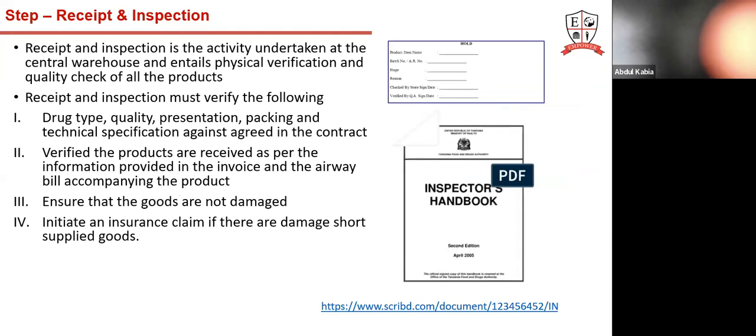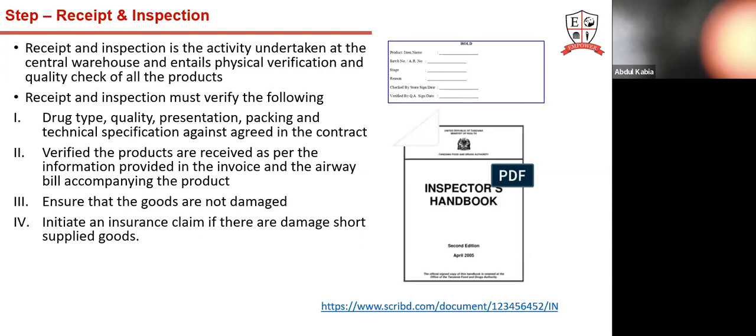So in receipt and after procurement, the items come. So the receipt and inspection activities normally are taking place in the central warehouses. There should be physical verification and quality checks of all the products, because these are pharmaceutical products. We don't just accept them into our system. We verify and do quality checks. There is also quality assurance part of it.